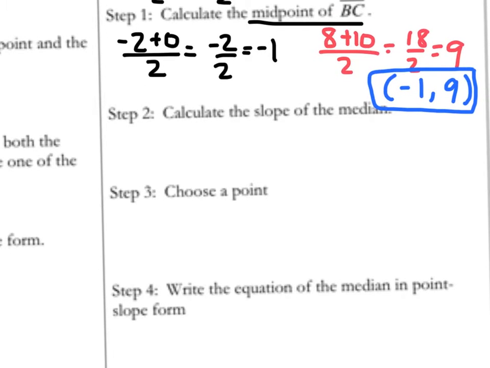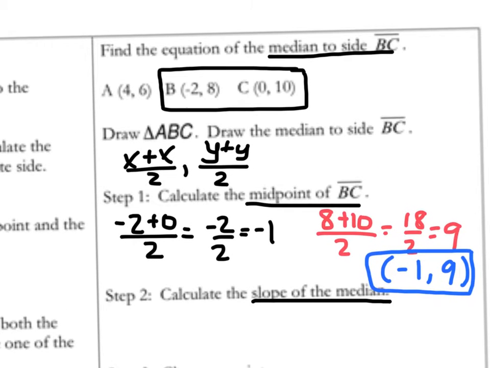Step 2, calculate the slope of the median. So the median starts at which point? Well, we're drawing to BC. So if it goes to BC, it needs to start at A. Which means I am finding the slope from A to the midpoint of the opposite side.